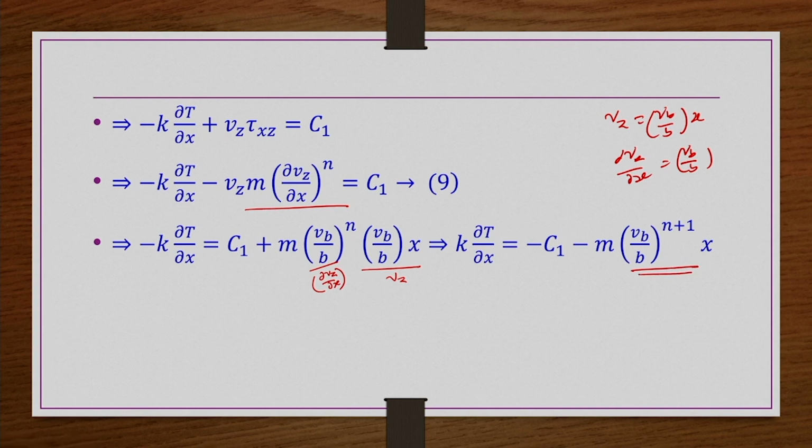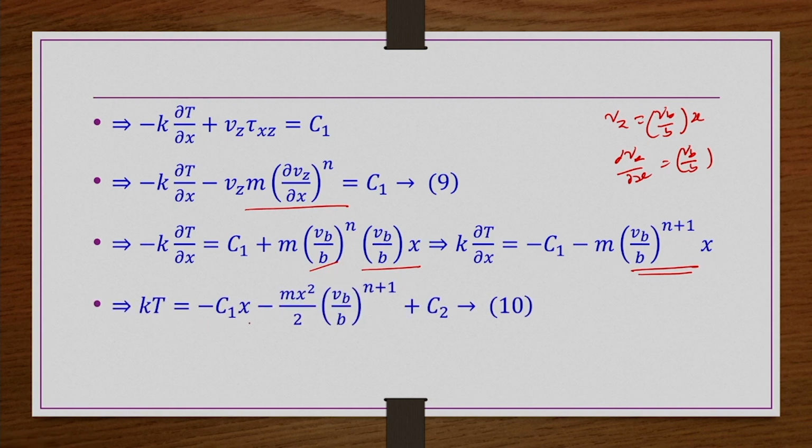So, when you take this minus k from the left hand side to the right hand side, K dou T by dou x is equal to minus C1 minus m Vb by b whole power n plus 1 multiplied by x. Now, you integrate this equation on both sides, then you get K T is equal to minus C1 x minus m x square by 2 Vb by b whole power n plus 1 plus C2. This is what you get.